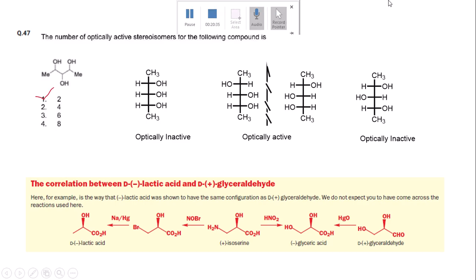Next is the stereochemistry problem, where the different type of the trihydroxy substituted pentane system. This is the trihydroxy pentane system, where the optically inactive isomers, after permutation combination, we get the two isomers.